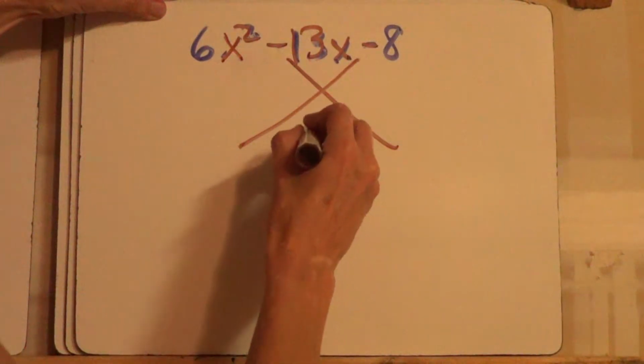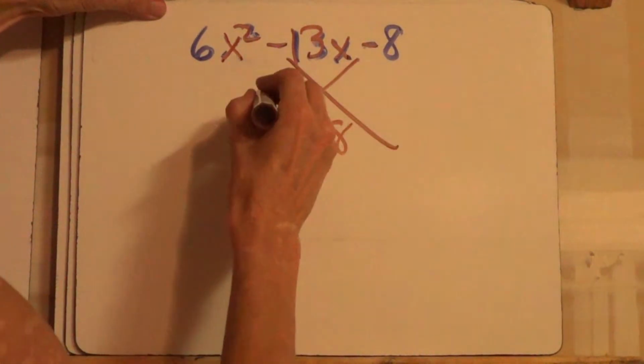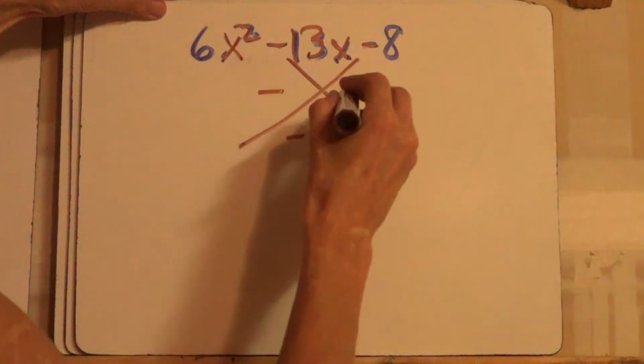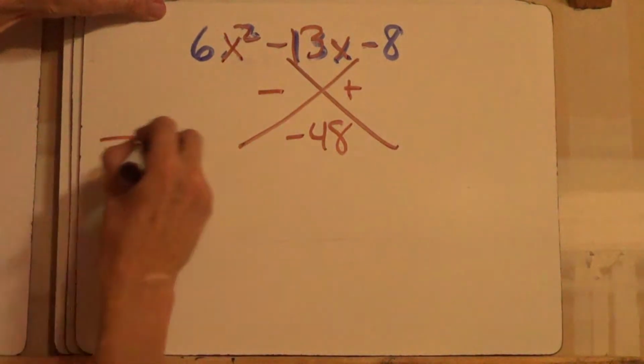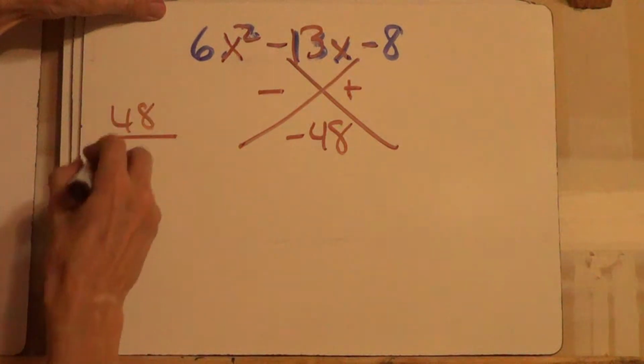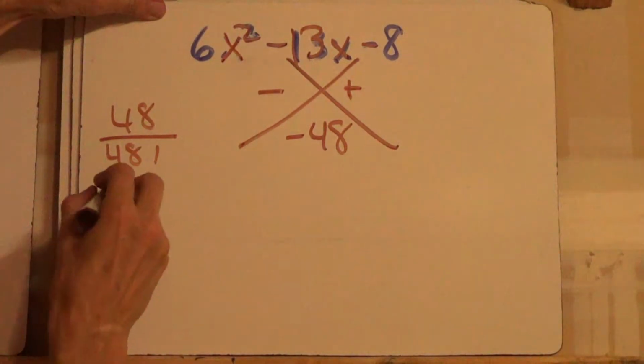6x squared minus 13x minus 8. Multiply, we get negative 48. We know we're going to be multiplying a positive and a negative because this is negative. That means that we'll be subtracting. So we take 48 and 1 is 47.